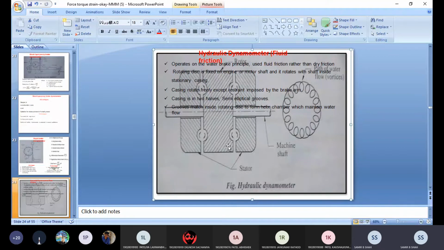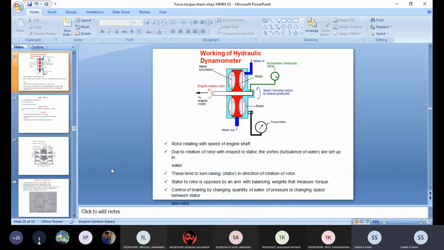The capacity of hydraulic dynamometer is a function of two factors: speed and water level, right? Speed and water level. The power consumed is a function of the cube of speed approximately. You remember that whatever power we are consuming here is approximately the cube of the speed, and the torque is measured with the help of the reaction arm. The power absorbed at a given speed may be controlled by adjustment of the water level in the housing.